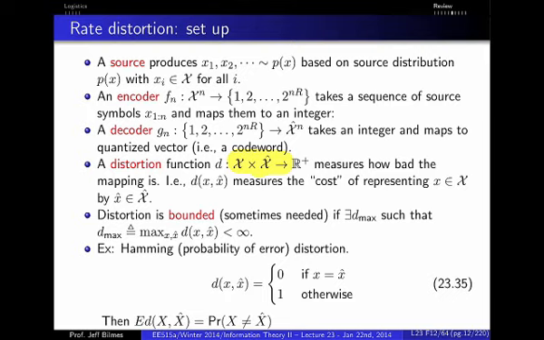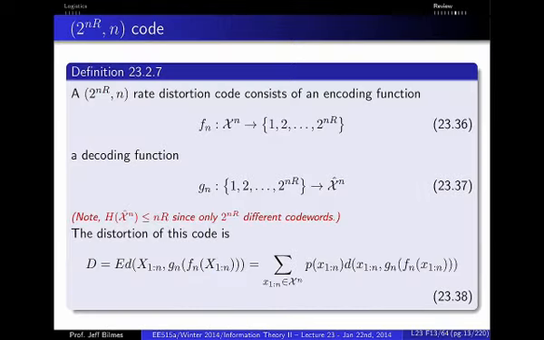X minus x hat squared. It just means that we're never going to see a distortion, an unbounded value of distortion. The Hamming distance is one example of a bounded distortion. We've seen lots of these.